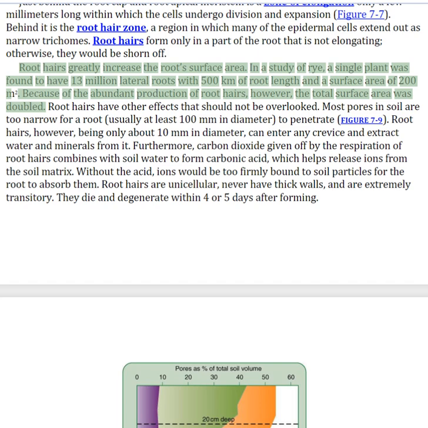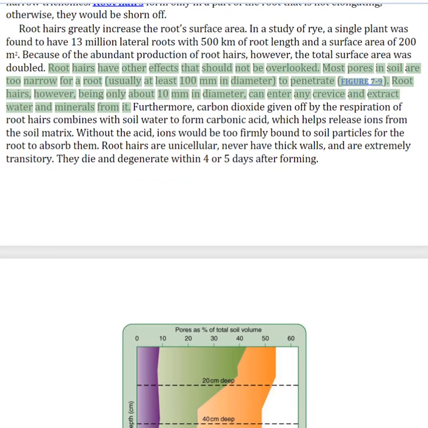In a study of rye, a single plant was found to have 13 million lateral roots with 500 kilometers of root length and a surface area of 200 m. Because of the abundant production of root hairs, however, the total surface area was doubled. Root hairs have other effects that should not be overlooked. Most pores in soil are too narrow for a root to penetrate. Root hairs, however, being only about 10 millimeters in diameter, can enter any crevice and extract water and minerals from it.